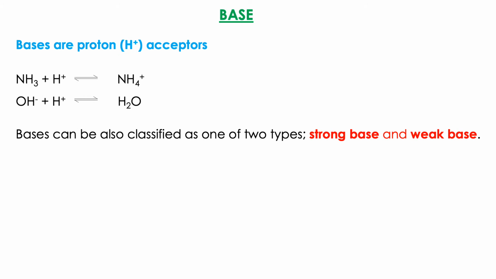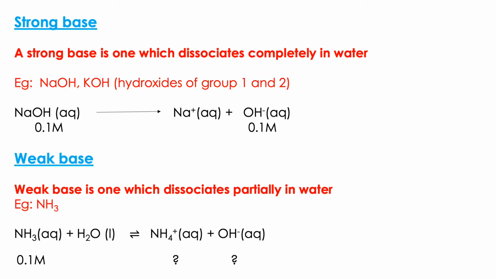Let us now define a base. Bases are proton or H+ acceptors. Let's look at some equations. Ammonia, NH3, accepts a proton to form ammonium ion. OH- accepts a proton to form water. Bases can also be classified as a strong base or a weak base.